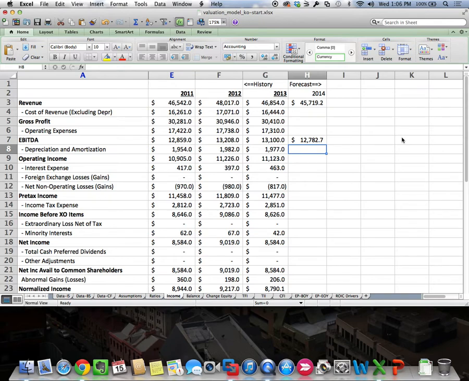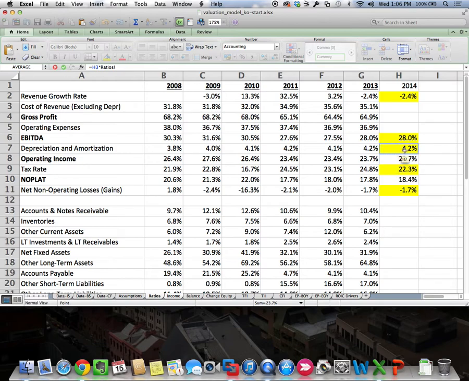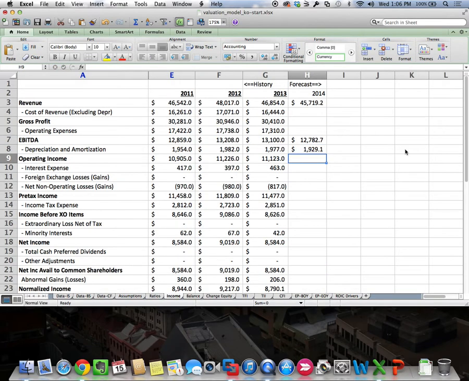Depreciation equals 2014 revenue times ratios 2014 depreciation as a percentage of revenue. Operating income, solve, equals EBITDA minus DA. Forecast the EBITDA, forecast the DA. That gets me my EBIT or operating income. $10,853.6.